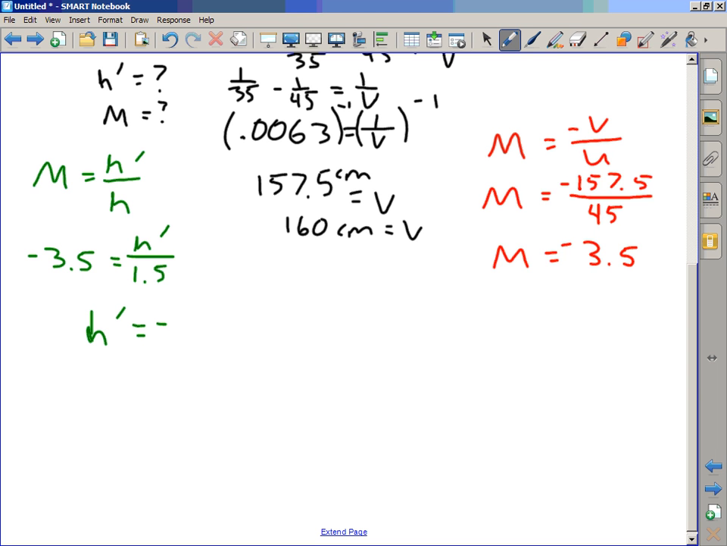Negative 5.2. Should come out bigger. Negative 5.25 meters. I need to report that to 2 sig figs. So h prime equals negative 5.3 meters. Good.